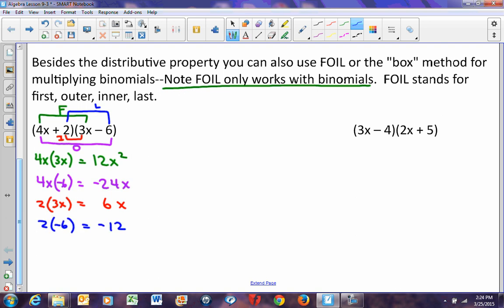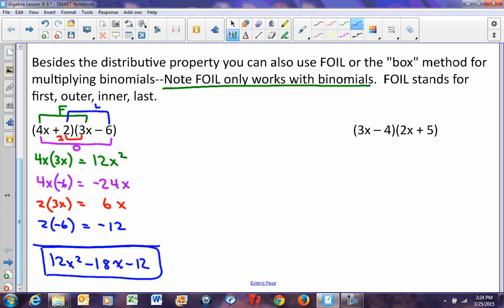And then you combine all those. So I have 12x squared, negative 24 and positive 6 is negative 18x, and minus 12. I'm not a real fan of the FOIL method. I can do it in my head, but I'm not a big fan of it.